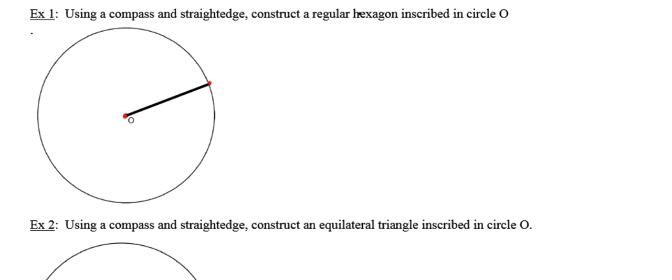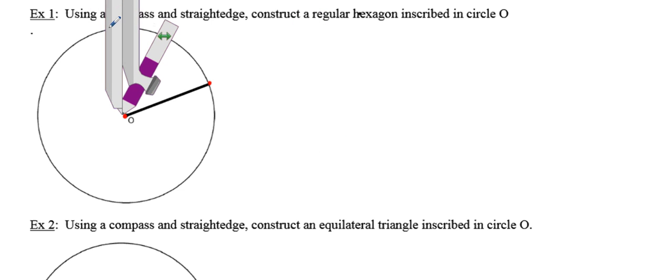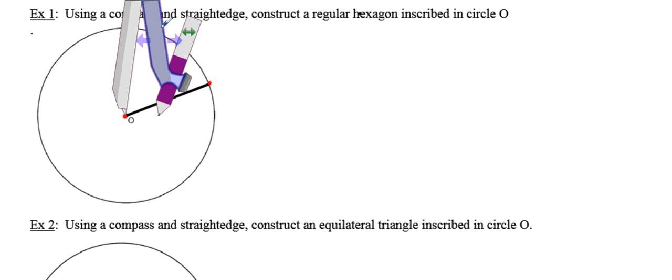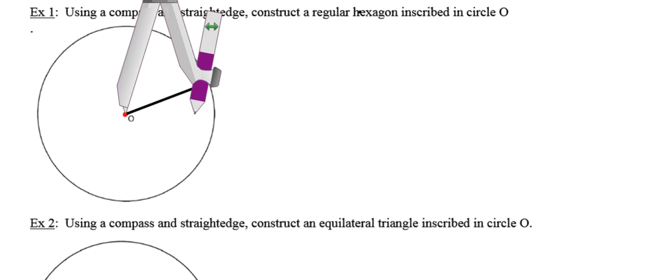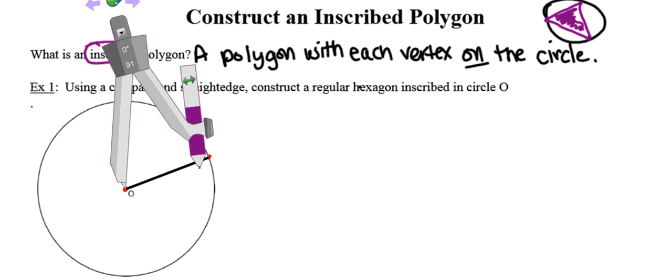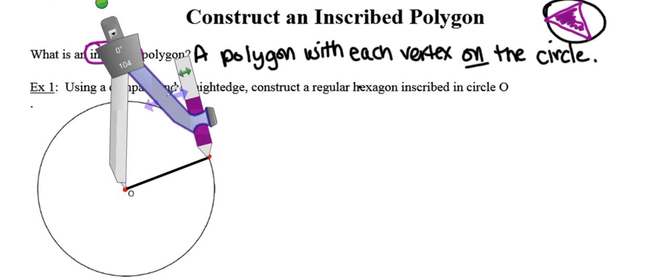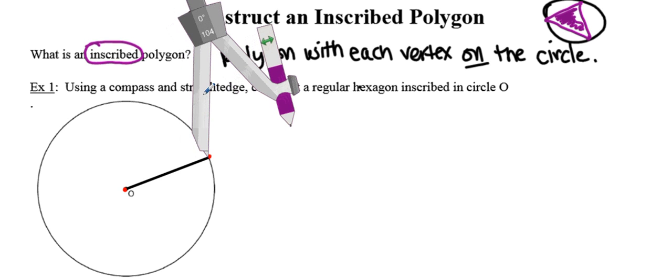Step number 2 is to go and grab my compass and to use my compass to measure the distance between those two little red dots. Or in other words, you might say, measure the radius of my circle. And I'm taking a little while to do this, but I want to be exact. So that looks pretty good. Once I've measured the radius of that circle, I'm going to move the point of my compass to that red point on the circle.